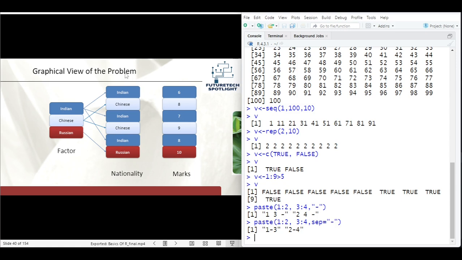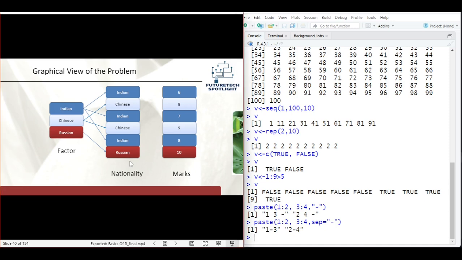So some student nationality Indian having marks 6, some student nationality Chinese marks 8, and so on. So that way we are having this data. And if we talk about the factor from this data, then the unique values will be Indian, Chinese, and Russian. Now all we require to see is that this is not ordinal data, this is nominal data. That data is not in an order format. There is no order in this data, right?